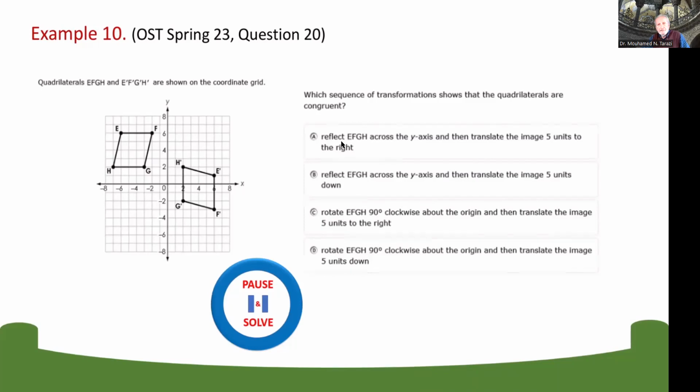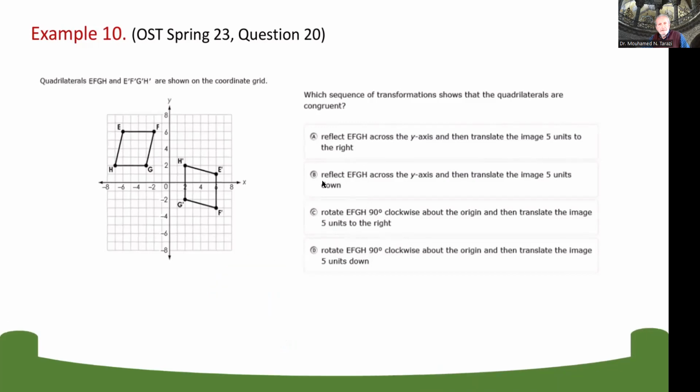x-axis. But let's see what happens if I reflect E, F, G, H across the y-axis, which covers these two options here. Here's a reflection. And then whether you go to the right 5 units or go down 5 units, this will never match this, because these are parallel to the x-axis. This is not parallel to the axis. So this for sure is not an option. This for sure is not an option. So there is some rotation that needs to happen first. So one of these is the right answer.